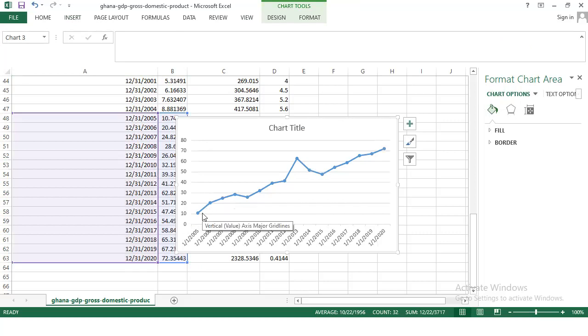Generally, we can see that the GDP is increasing from 2005, where we have the lowest, all the way to 2020. We can also observe a sharp increase between 2012 and 2013, and then a sharp decline from 2013 to 2014, and we declined all the way to the end of 2015. So a decline from 2013 all the way to 2015. Then we could also see economic progress in terms of the GDP from 2015 all the way to 2020.